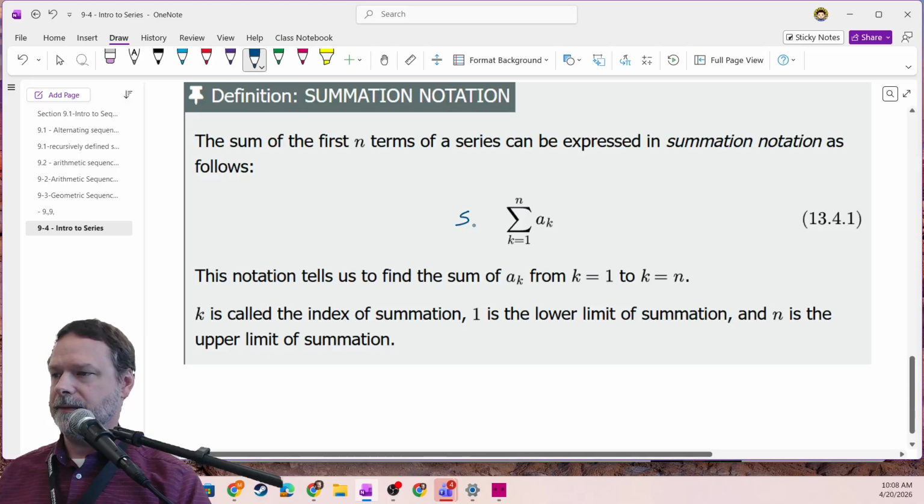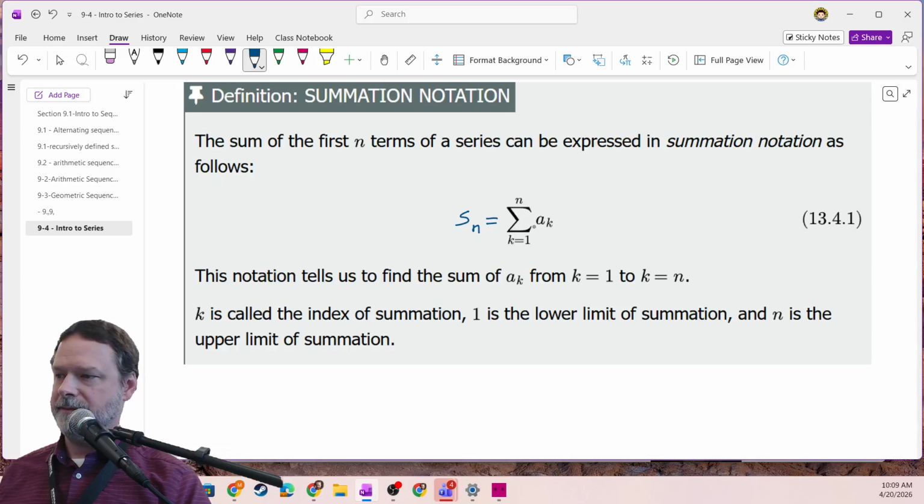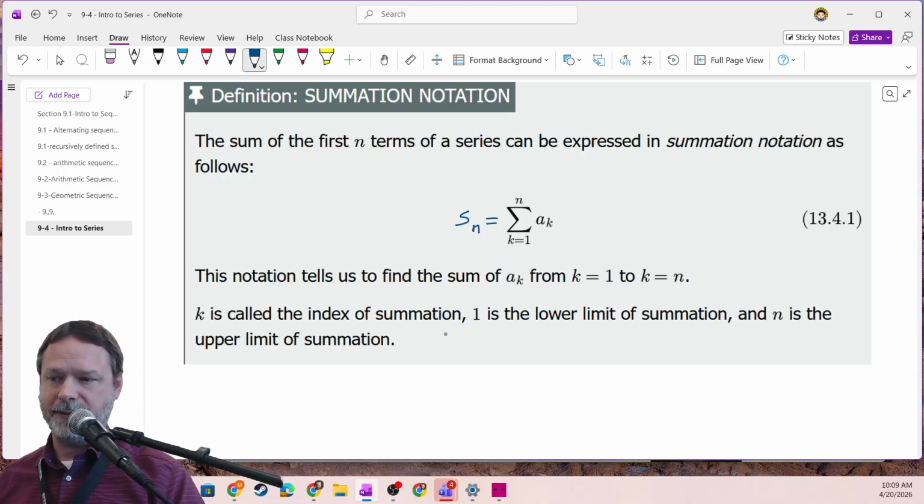So again, this is another way to write it. S sub n is the sum of a sub k, where a sub k represents an explicit formula, from k equals 1 to k equals n. So we're going to add the first n terms in this case. k is called the index of the summation. 1 is the lower limit. And instead of n, we could put 5 or 10. That's going to be the upper limit of the summation.